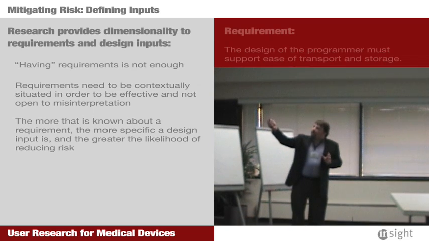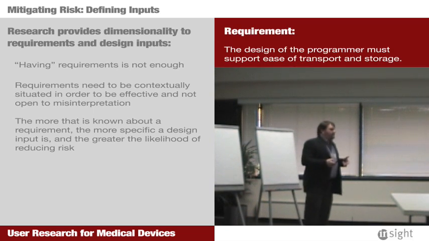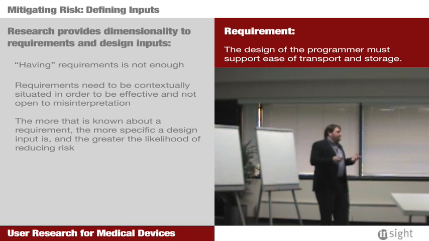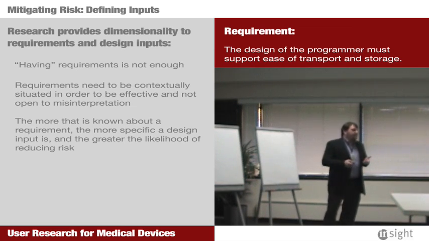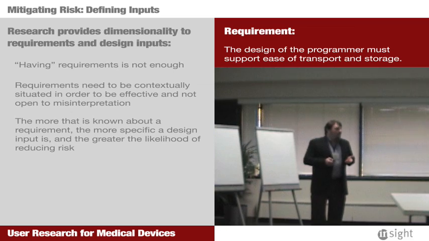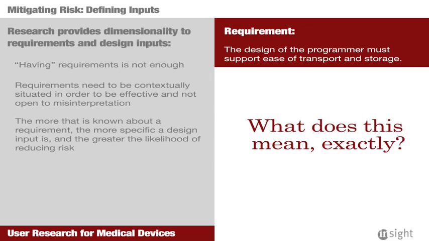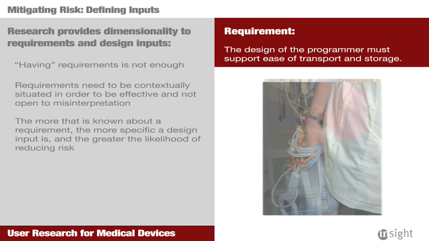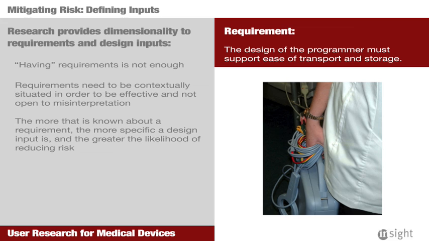So for example, a project that we worked on, this is a medical device that was used in the OR and in a clinic setting. And one of the requirements was that its design needed to support ease of transport and ease of storage. Makes sense, right? What does that mean? Well, our user research pointed to many dimensions of portability and storage. So does it mean that it needs to be lifted from the floor onto a cart or a shelf? Does it mean it needs to be carried down a hallway manually with cords and peripherals hanging from it?